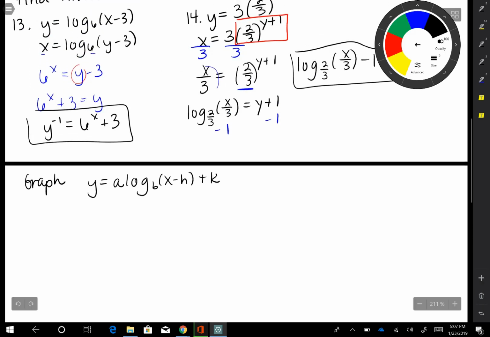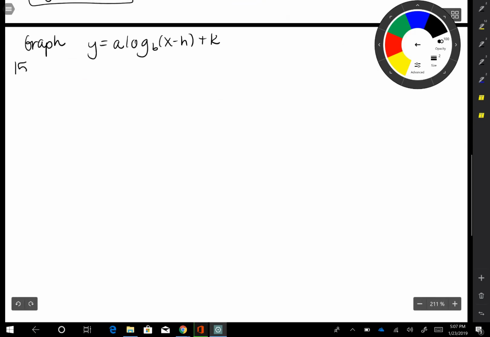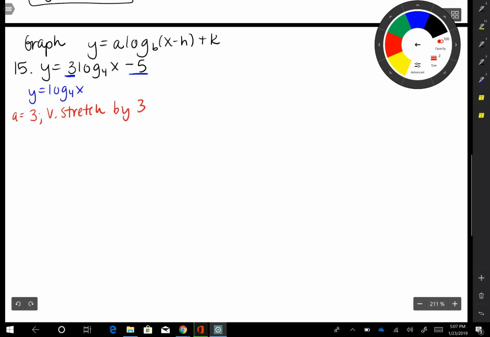Okay, so let's try. We are on number 15. Let's graph y equals 3 times the log base 4 of x, and then minus 5. The first thing I instruct you to do in all of these is identify the parent graph. The parent graph would be y equals log base 4 of x. So we have our a value of 3 and we have our k value of negative 5. So telling what has happened there, the 3, that's your a, is a vertical stretch by 3. k is negative 5, so I'm moving down 5.